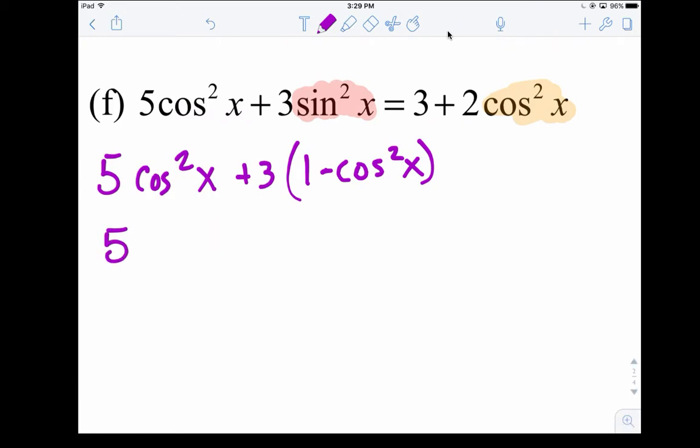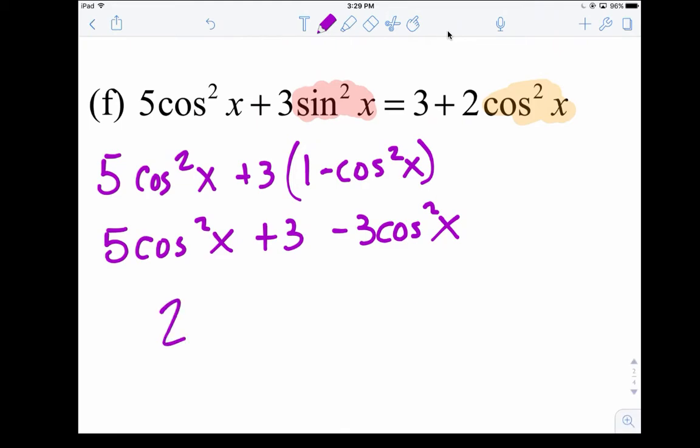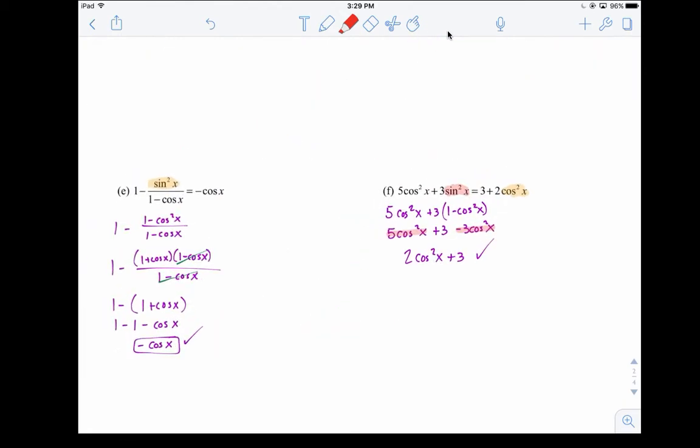Okay, so that's going to give me 5 cosine squared plus 3 minus 3 cosine squared. And if you combine your like terms, you get 2 cosine squared plus 3, which is what you have there on the other side. So those there are my common terms, right? 5 minus 3 gives you 2. All right, and those are your proofs.